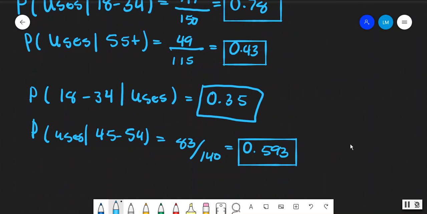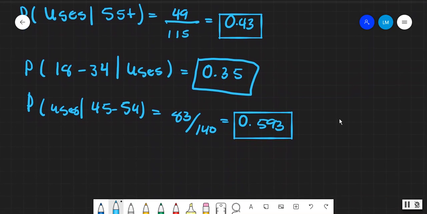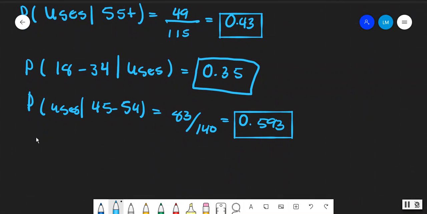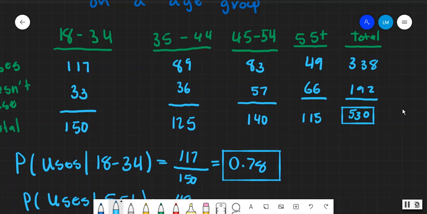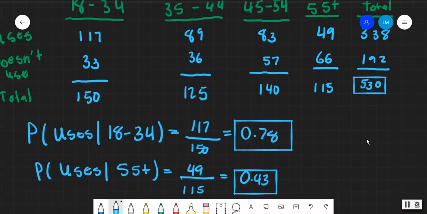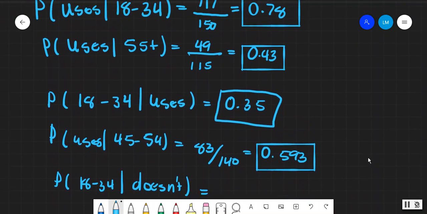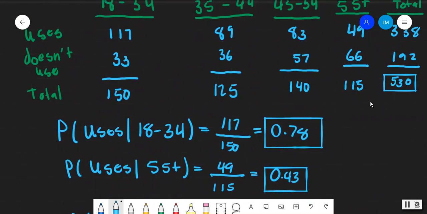Now, if I was to, for whatever reason, look at the age group of 18 to 34, and I say the probability that they're 18 to 34 and that they do not use social media. Well, if we look at the numbers, we can see that overwhelmingly people use social media out of the sample group. So in that case, I would expect it to be low. It's actually going to be very low.